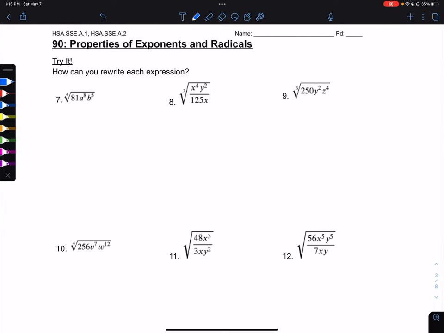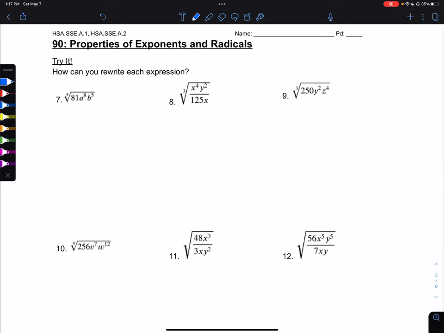In this video, we're going to look at practice problems 7 through 14 from topic 90. So how can you rewrite each expression? I'm going to go through this step by step. I'm going to show enough work. I might not show every step because there are 8 examples I'm going to try and get through here in one video, and I don't want to make the video too long.